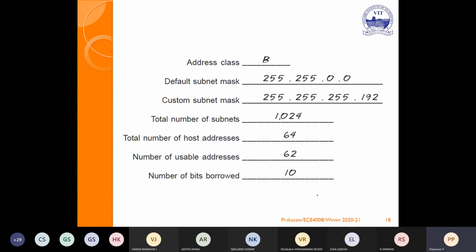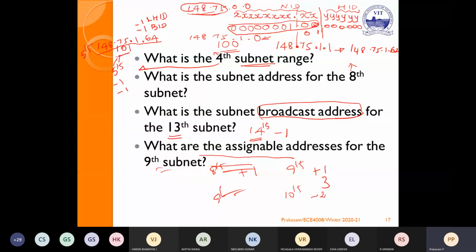So these types of problems we may ask in the exams. Kindly practice a few problems in IP addressing.